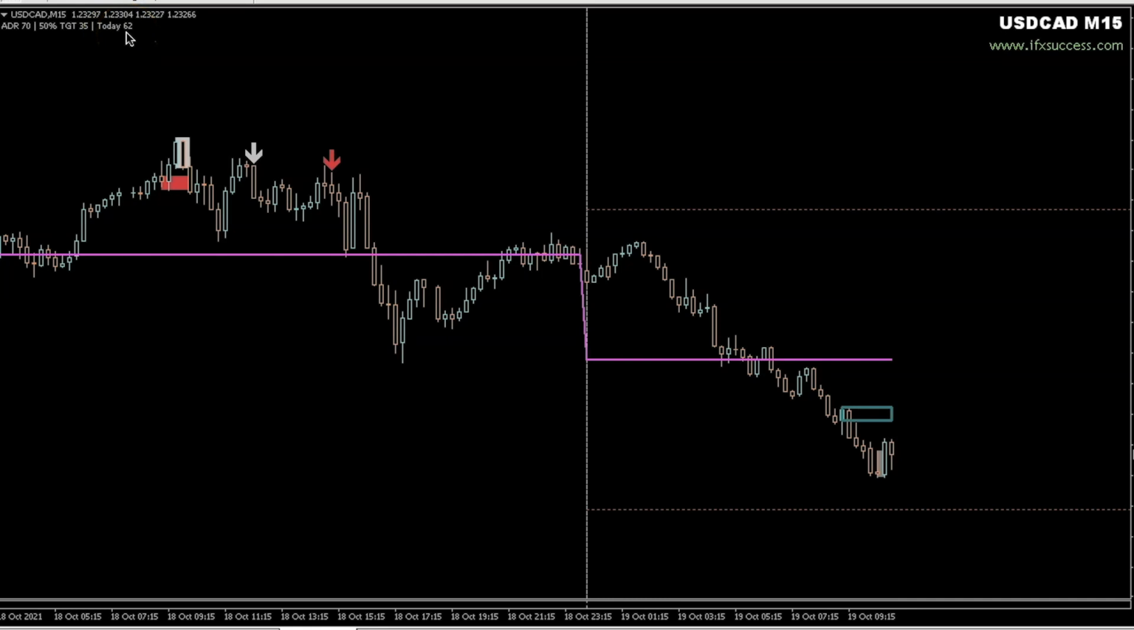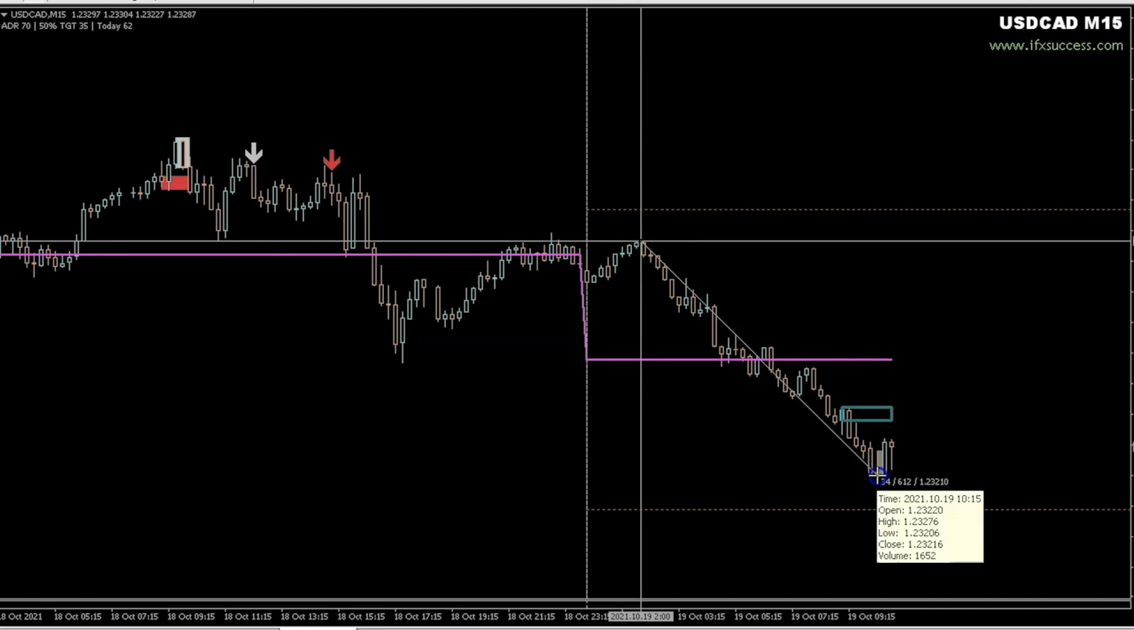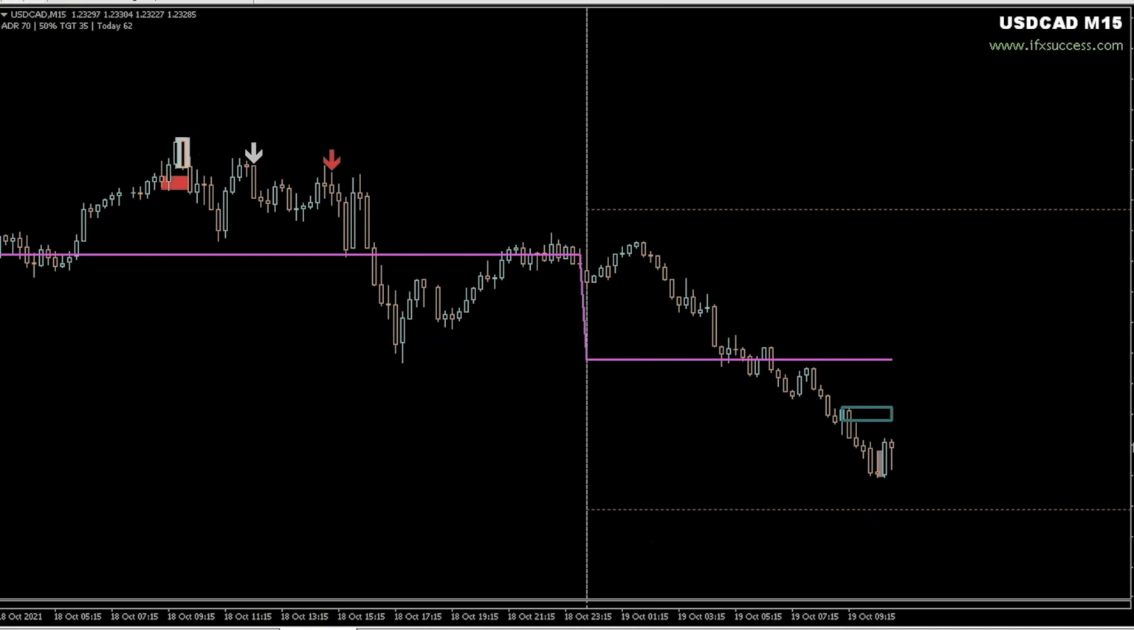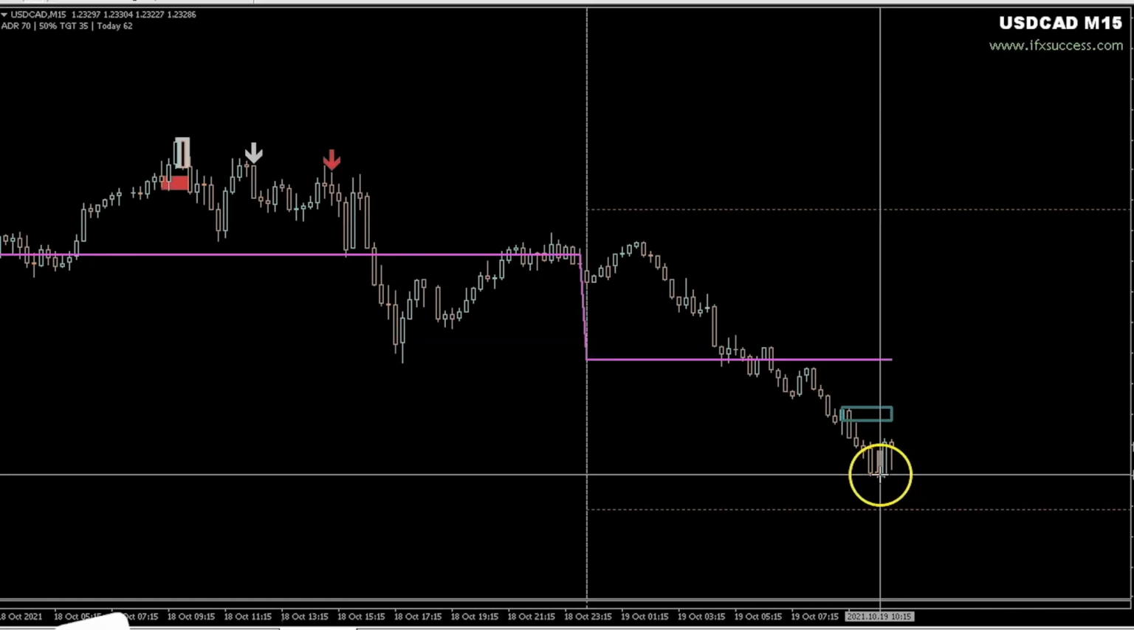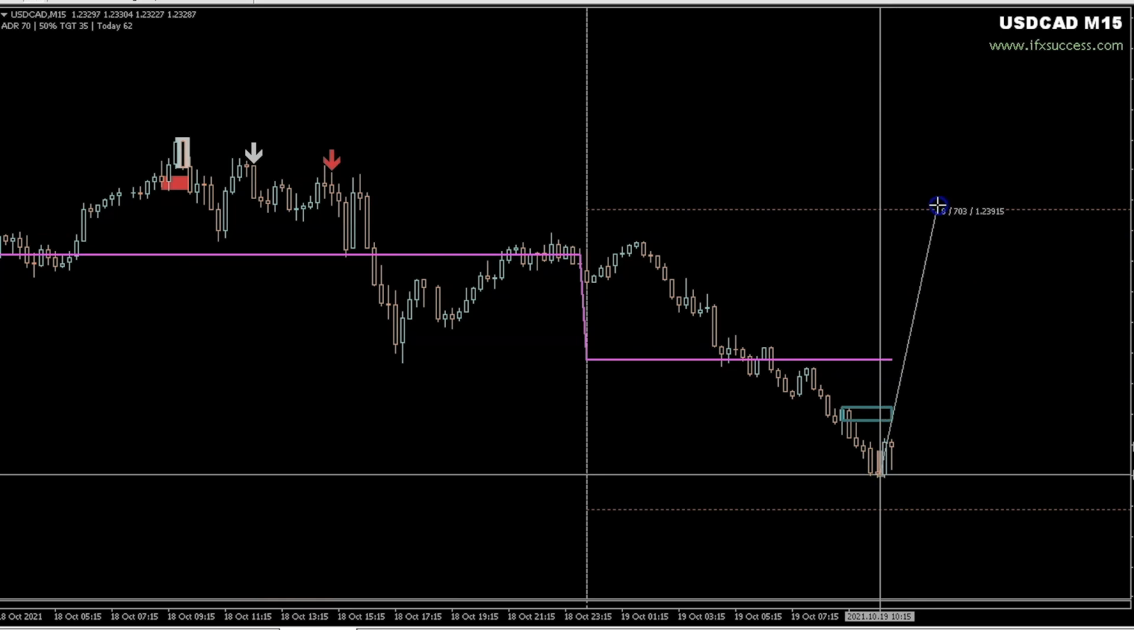And it tells you that today has moved already 62 pips. So how do we measure that? This is the ADR, the top and the bottom. If I go from the highest of today to the bottom of today, it has moved around 62 pips. And if I move all the way down here to the low ADR, it will be around 70 pips, give or take. The same goes from the lowest for today to the high ADR, which will be around 70 pips, okay?